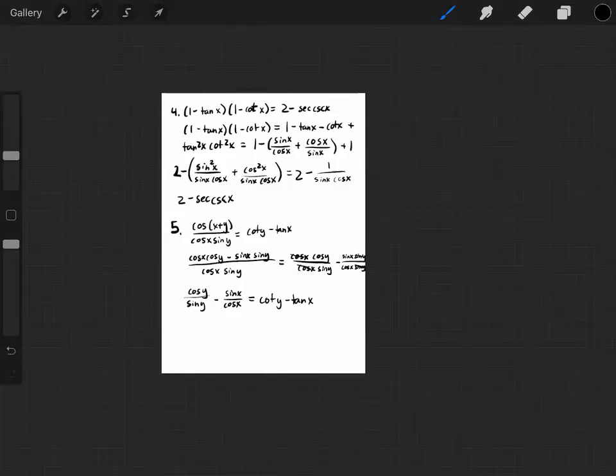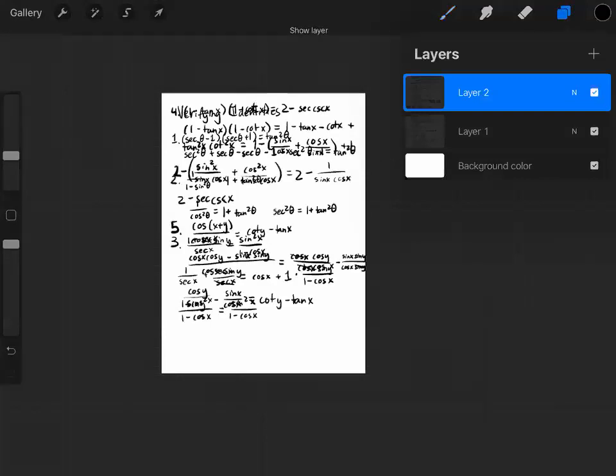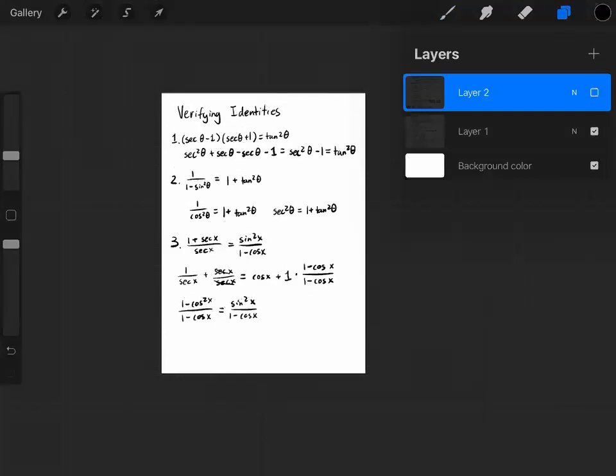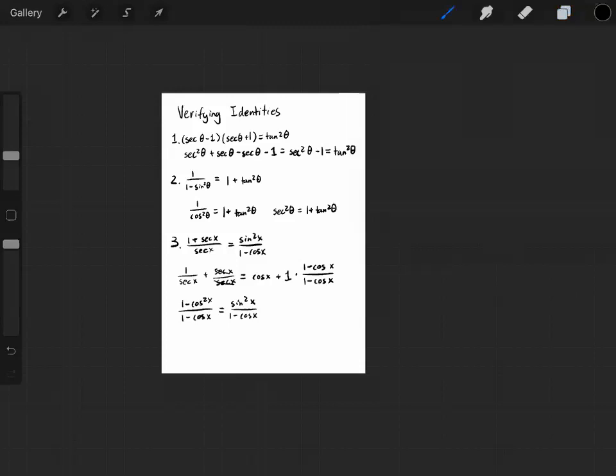Now, I hope these examples were helpful for you in learning how to do identities. Sometimes they can be complicated, like in example 4, and sometimes they can be easy, like in example 1, where you just have to factor, and sometimes that's just the easy step.